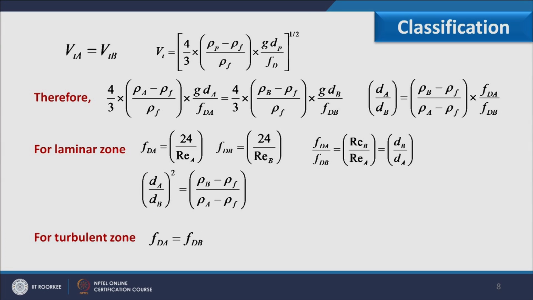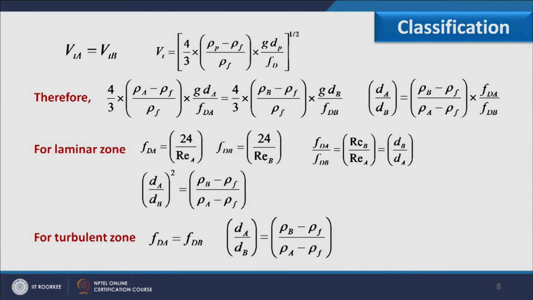Further, when we consider the turbulent zone, then what will happen? In the turbulent zone, Fda is equal to Fdb, because in that region the drag coefficient is constant. So, when we consider this, the final expression of dA over dB is equal to rho B minus rho F divided by rho A minus rho F. So, you see, while considering the terminal settling velocity expression and equating this, we can calculate the settling ratio in the laminar zone as well as in the turbulent zone.